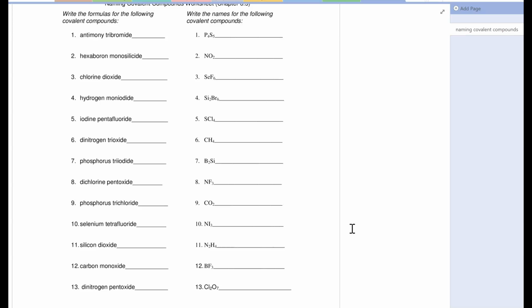Okay, so let's do some practice here. Let's start with naming them so we remember the prefixes. So P4S5, you have tetraphosphorus. And since it's 5, it's pentasulfide.